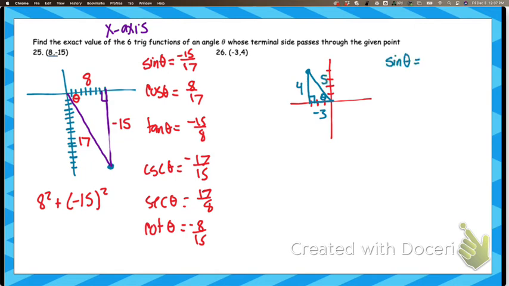So sine is opposite over hypotenuse. Adjacent over hypotenuse. Opposite over adjacent.